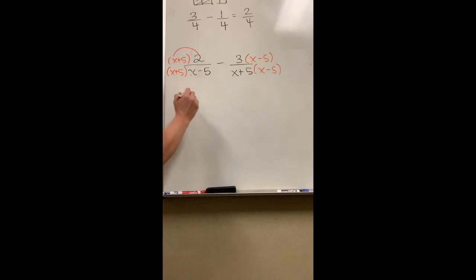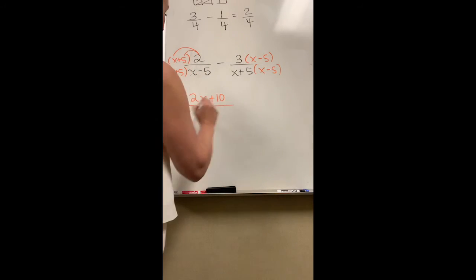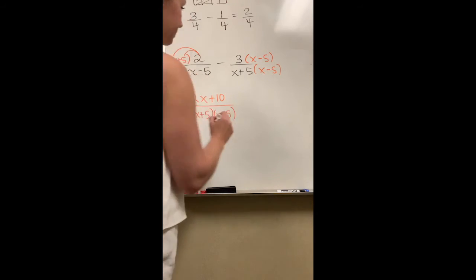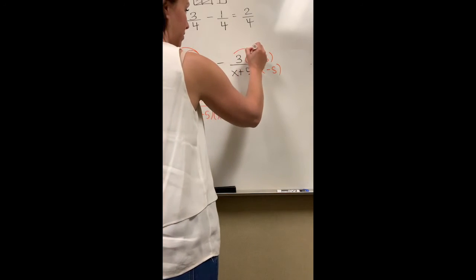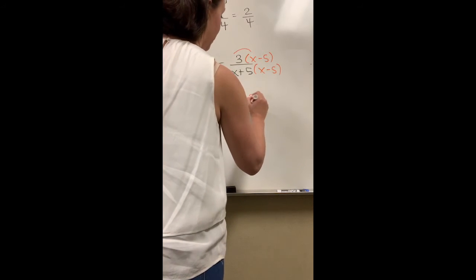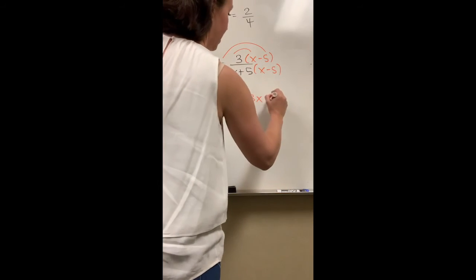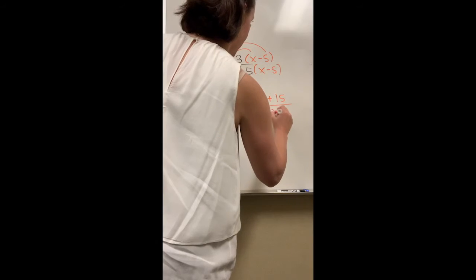So 2 times x gives me 2x, 2 times 5 gives me 10 over x plus 5, x minus 5. And now we're going to do the same thing with this. So -3 times x is minus 3x, and -3 times -5 is plus 15 over x plus 5, x minus 5.